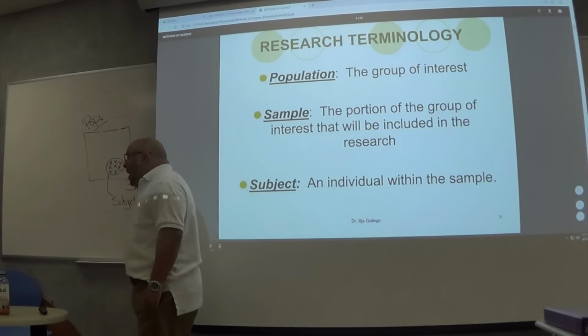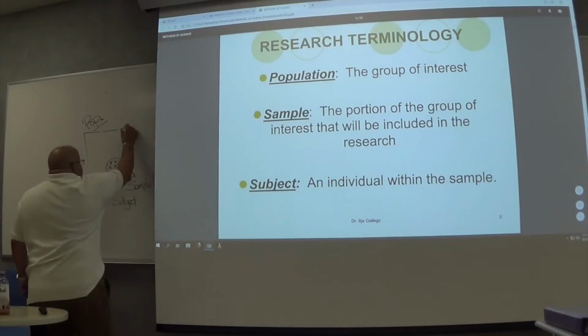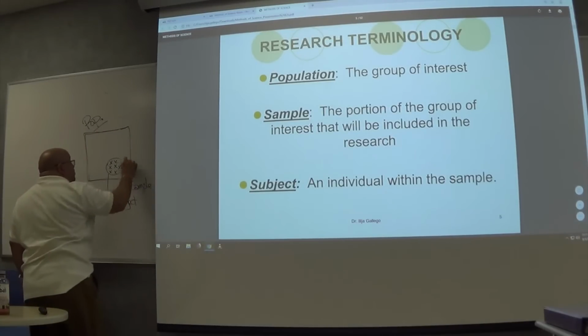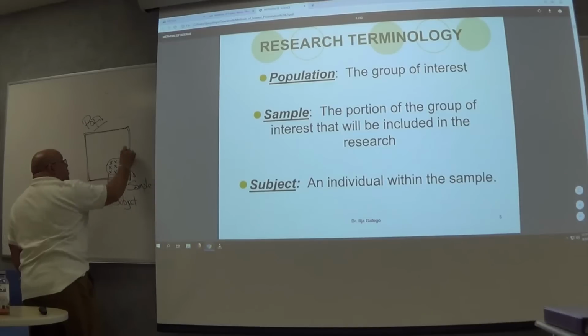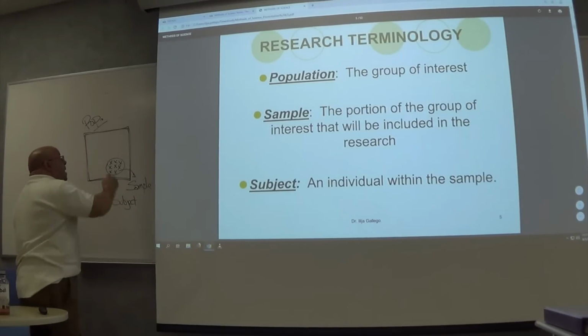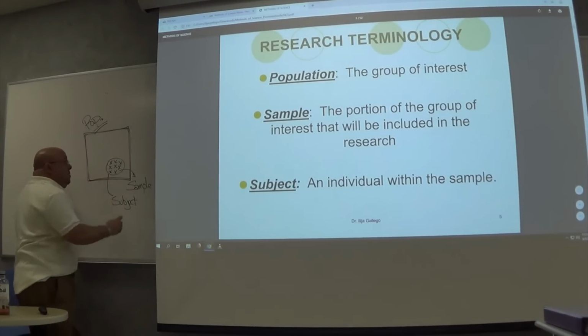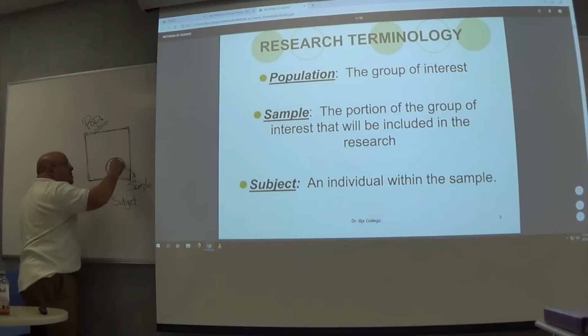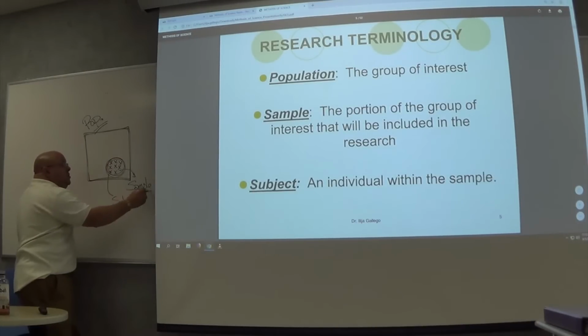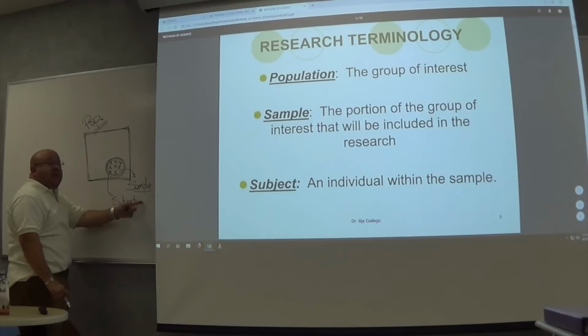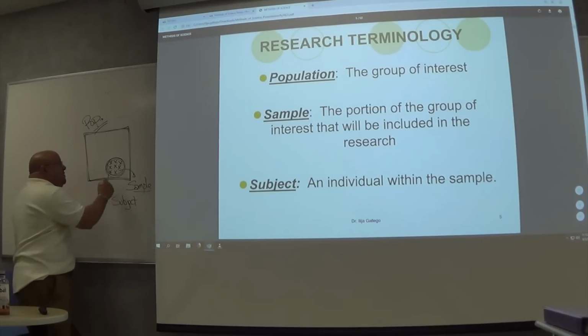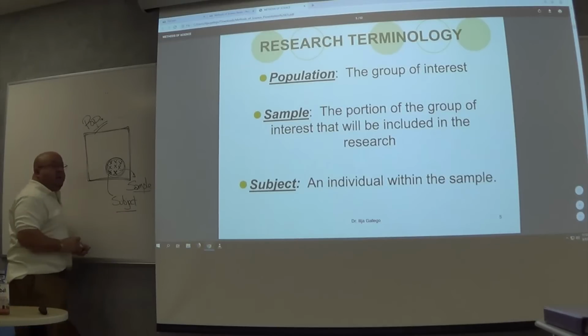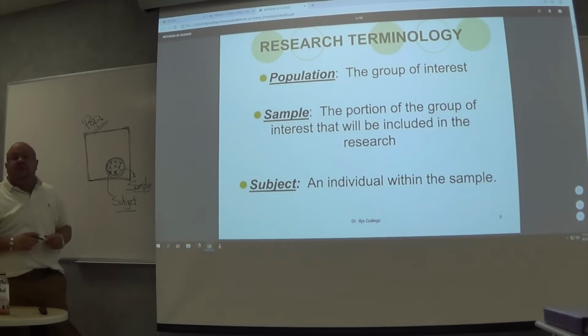So the entire group of people that I'm interested in, everybody that I'm interested in, is a population, okay? That's the population. A sample is the group from within the population that's actually going to participate in my study. And the individuals within that sample are subjects, if they are people or animals. Obviously, if it's a cell or something like that, it could be a specimen, okay?